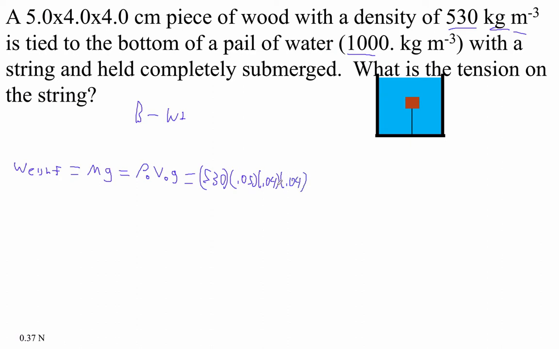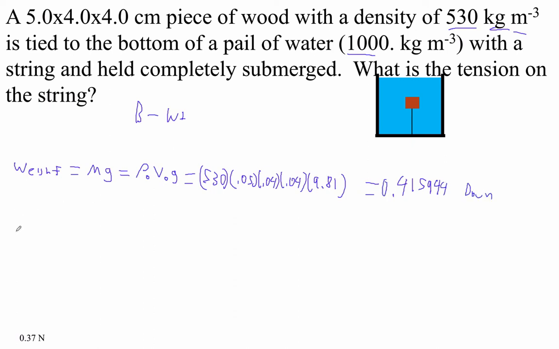So turn these into centimeters first. Let me just say that, right? Times 9.81. Okay, so 530 times 0.05 times 0.04 times 0.04 times 9.81. And that downward force is 0.415944. And that's down, right?